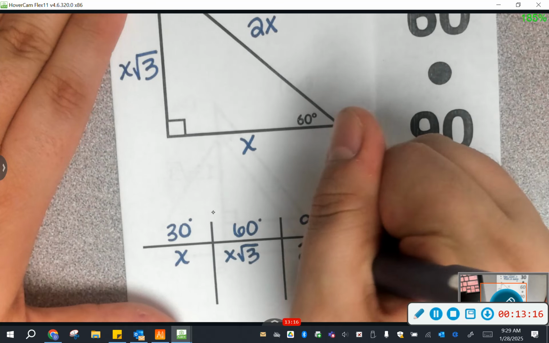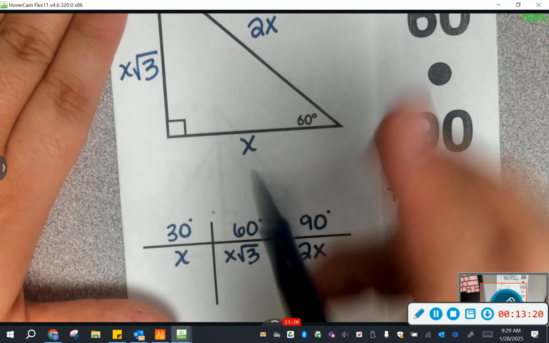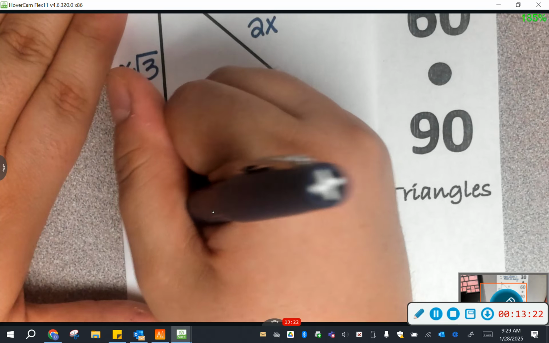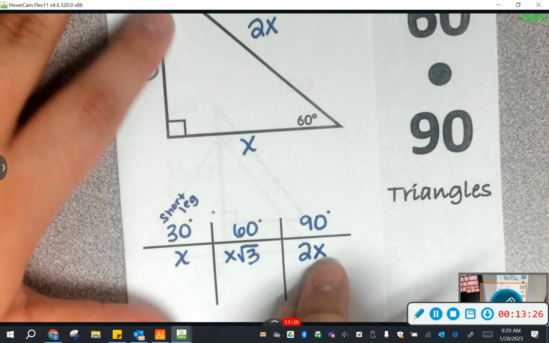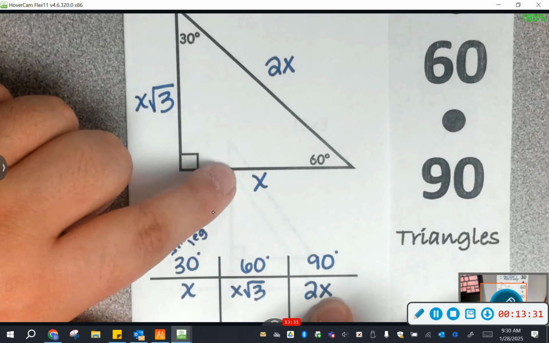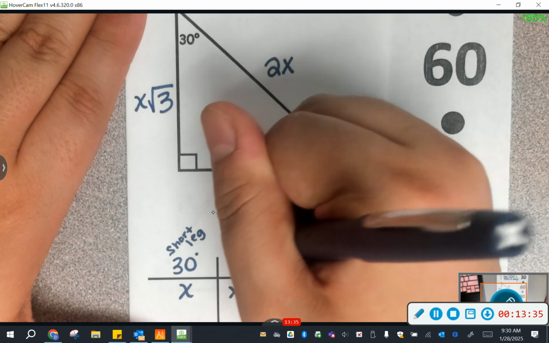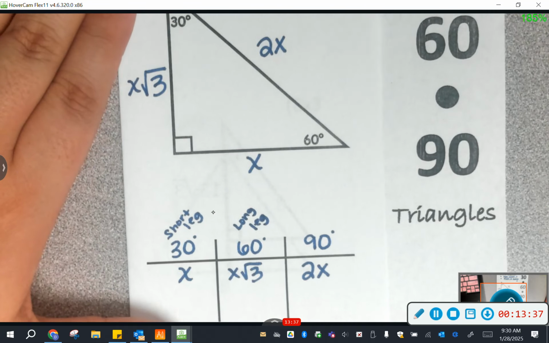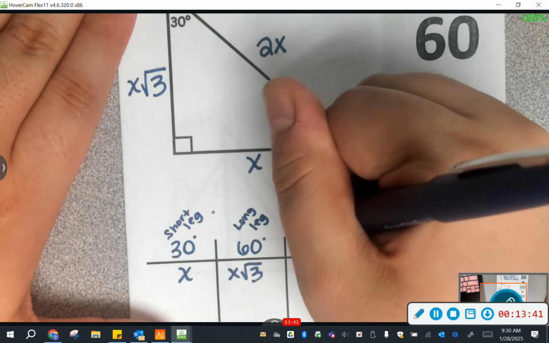2x. By the way, just so y'all know, this 30 we call the short leg. Because don't you agree across from the 30 is going to be the shortest side? Because that's the smallest angle. The 60 we call the long leg. And then 90 is our C, our hypotenuse.